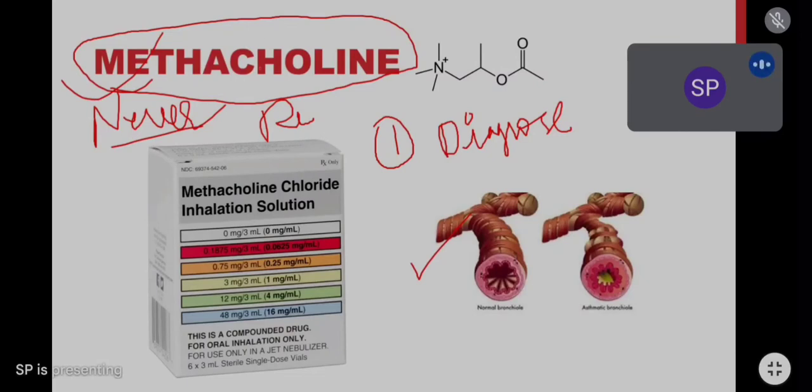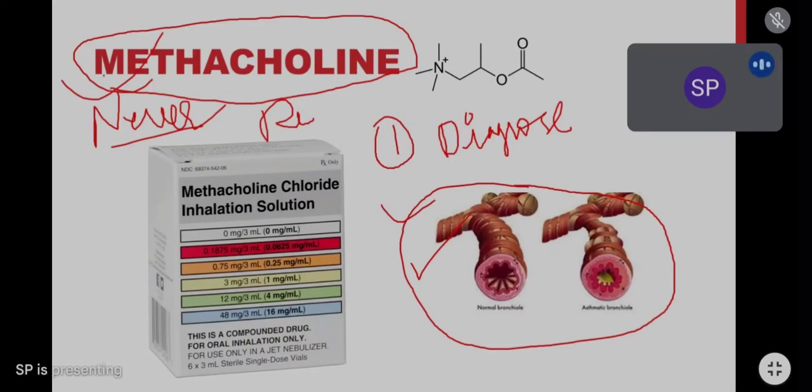Methacholine actually inhalant form mein milega, as inhalant or as powder form. Methacholine is used to diagnose the hyperactivity. When it is inhaled, immediately what happens? Methacholine will cause bronchoconstriction because it is a cholinergic agonist. If bronchioles are showing hyperactivity, immediately the patient will have bronchoconstriction. And if the patient has immediate bronchoconstriction, we can say that the patient is having hyperactivity of bronchioles.